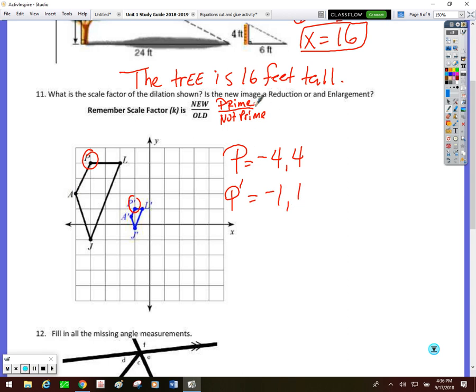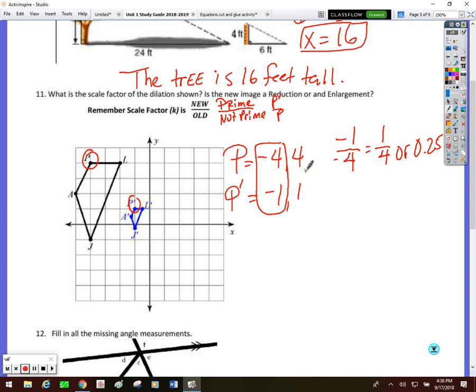Well, if I use my rule up here, new over old, or prime divided by not prime, if I take my X and then I take the Y, I should get the same thing. So I'm going to go P prime over P, right? -1 over -4. Well, 1/4 has been reduced as far as it would go. Negative divided by negative is a positive. And then some of you today got this as well, 0.25. That's fine. So there's my X coordinate.